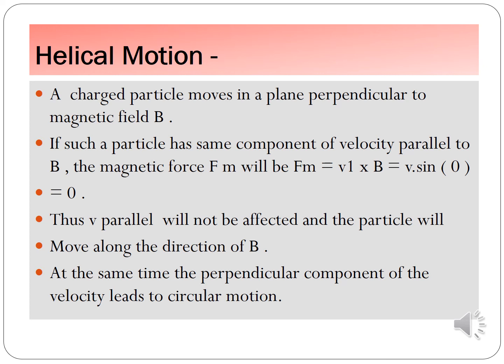At the same time, the perpendicular component of the velocity leads to a circular motion. Thus, the helical motion tells us that the perpendicular component of the velocity as well as the parallel component, that is along the field B, will be moving along a circular path perpendicular to B, and this path in turn takes the form of a helix. Therefore, this is termed as helical motion.